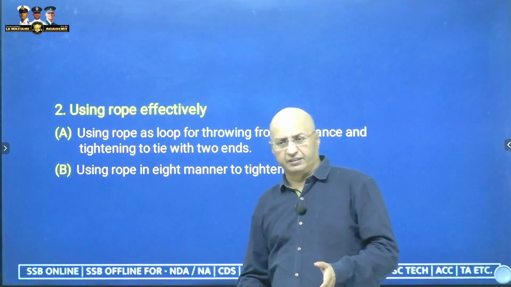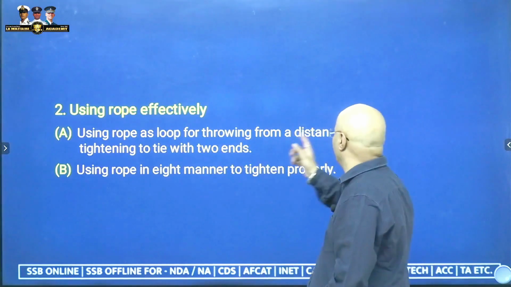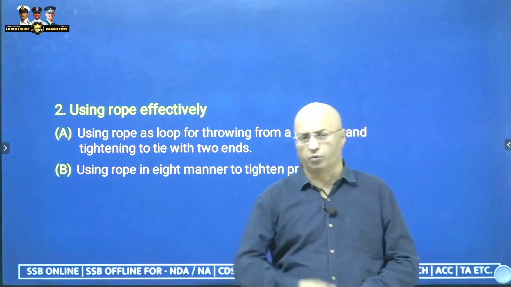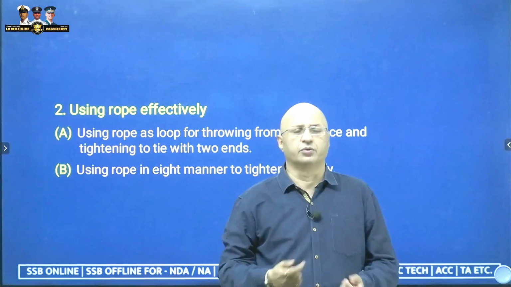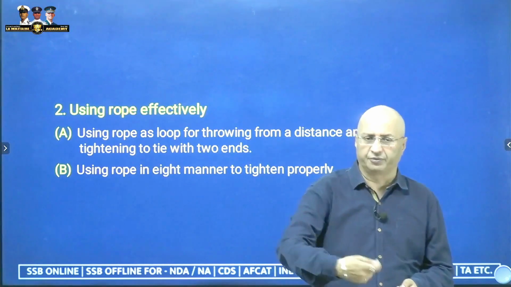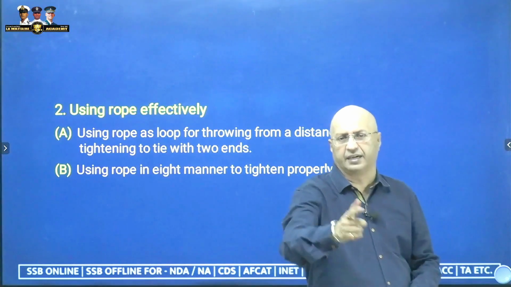Using rope effectively. Is it clear, not clear? In this, using rope as a loop for throwing from a distance and tightening. Suppose I am standing at a distance and I want to tie a rope. What is the way I can do it? I can do one thing. I can create a loop and thereafter throw the loop, pull it, and then tie it here and tie it there and use the rope.